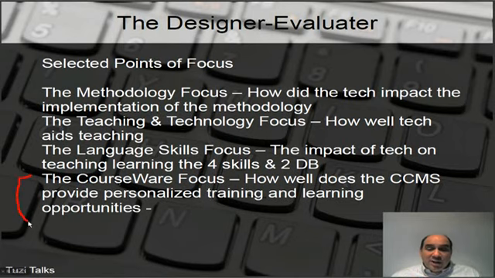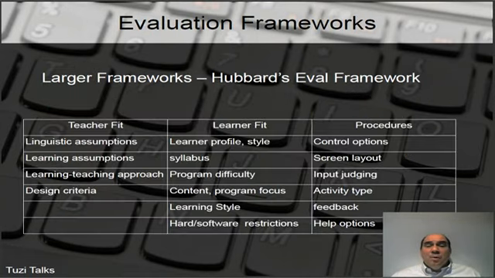Lastly, I can get big and I can look at courseware. How well does a particular course content management system allow me to personalize training and or learning opportunities? Because I'm using this system, can I create individualized tests? Can I create individualized materials, individualized work to have personal training type of sessions because that system exists? So those are some things that I can evaluate. I can evaluate the methodology against the technology. I can evaluate the teacher fit, I guess you could say, against the technology. I can evaluate a language skill or the databases or a whole site. Number of things that I can look at.